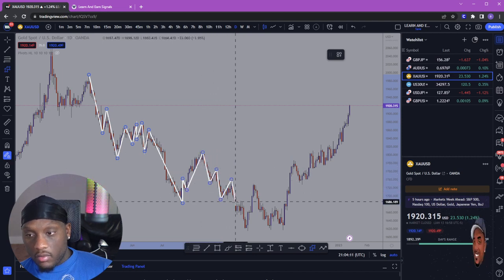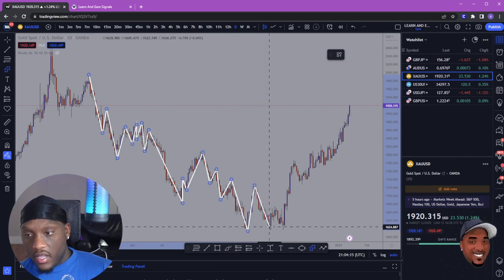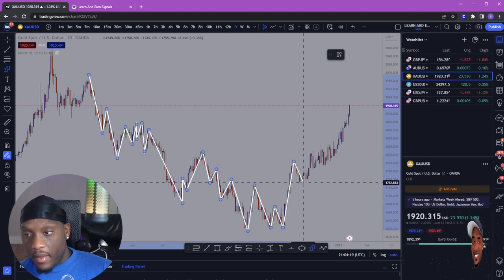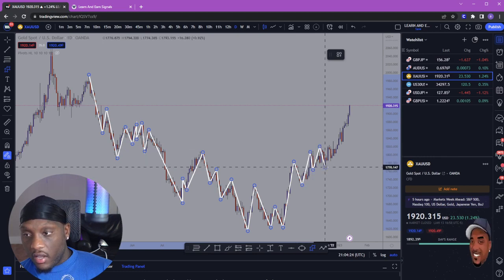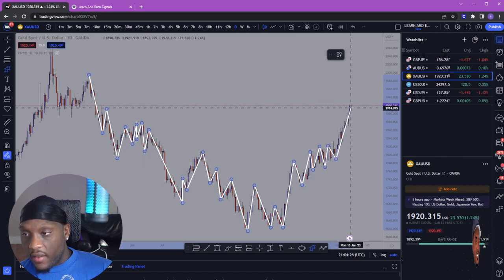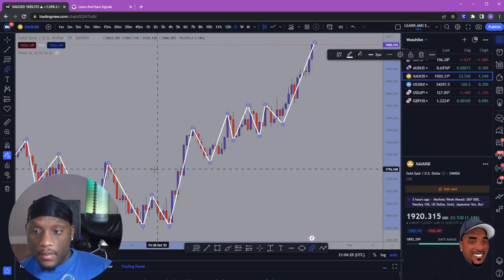What I'm doing is I'm just drawing out all the details as normal because I'm trying to make this make sense to me. Defined range right here, we broke. We never came back for that retest. Yeah, I can see that gold likes to say forget the retests and fly. So what does that mean to me?